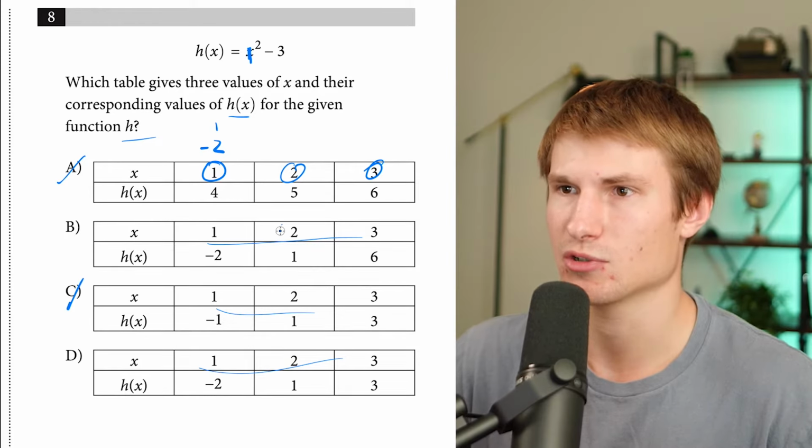Looking at the differences between these two, they both have 2, 1. Next point's 3, 6 versus 3, 3. So let's go ahead and plug in 3 for x. 3 squared, that's going to give us 9. 9 minus 3 will equal 6. So we should have a 3 and 6. Option D is incorrect then. B would have to be our answer. Moving on to question number 9.